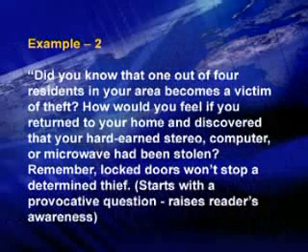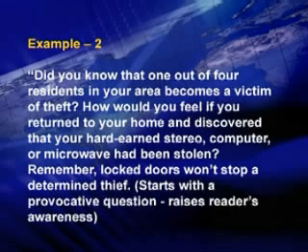Let's take another example. Example 2. Look at the screen. Did you know that 1 out of 4 residents in your area becomes a victim of theft? Now, देखिए, यहाँ एक asking a question, a provocative question है. That is, provocative question is you're provoking a person, giving the information, and as well realizing that 1 of the 4 residents, they become a victim of theft. How would you feel if you returned to your home and discovered that your hard-earned stereo or computer or microwave had been stolen? Remember, locked doors won't stop a determined thief.